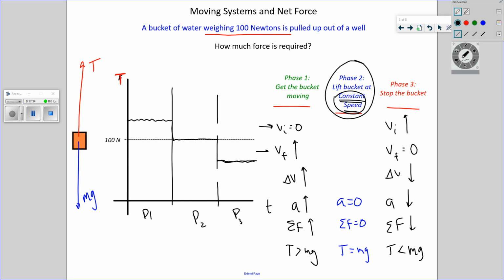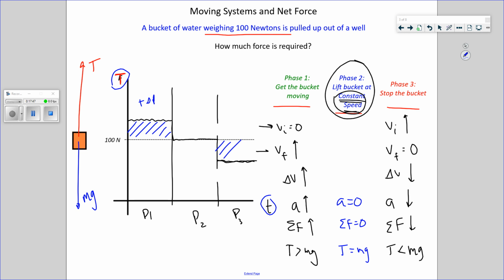Now, since this is a graph of force versus time, this is actually not bad to talk about. This is force versus time. This area is an impulse, a change in momentum. That would be a positive change in momentum. This area here would be a negative change in momentum. And if you add up those changes in momentum the way that I've drawn them, the total change in momentum would be zero. And that's why this thing could start at rest and end at rest, because total change in momentum could be zero.